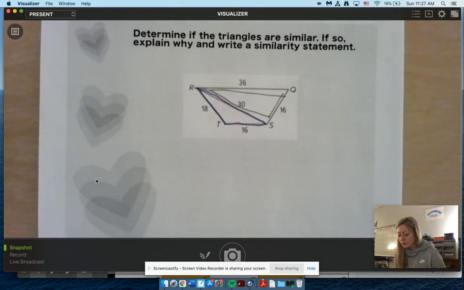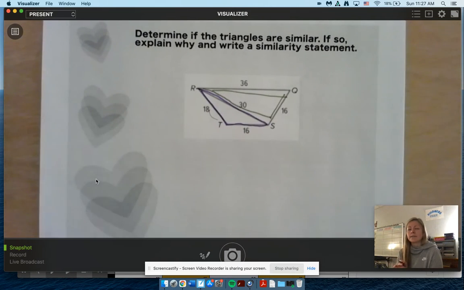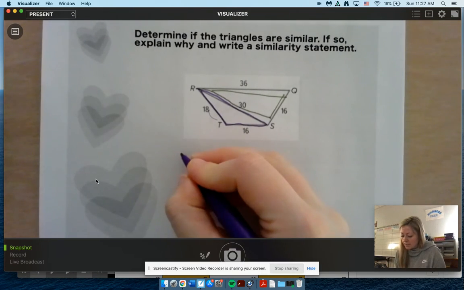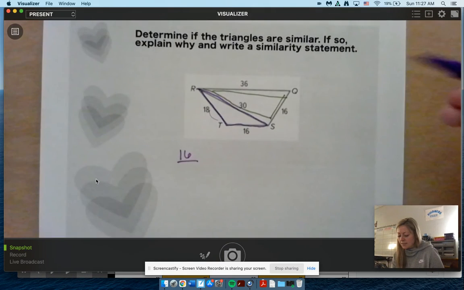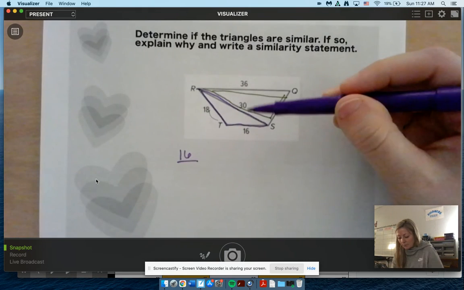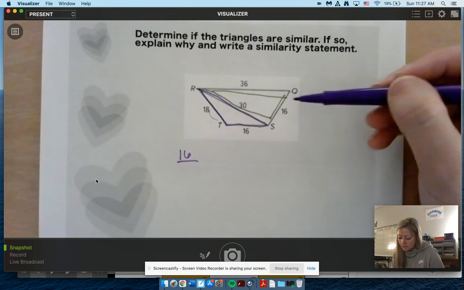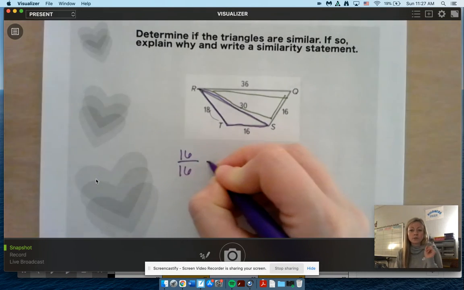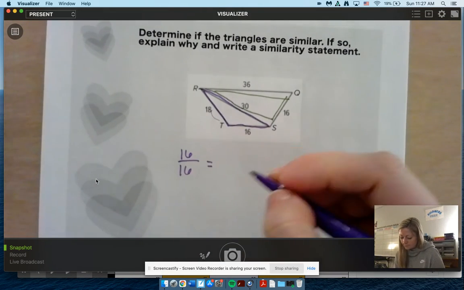So on my purple triangle here, what's my smallest side? That's how I always start because it's the easiest thing for my brain to do. 16. Now what's my smallest side here? On the green one, it's also 16. So 16 over 16 reduces to 1.